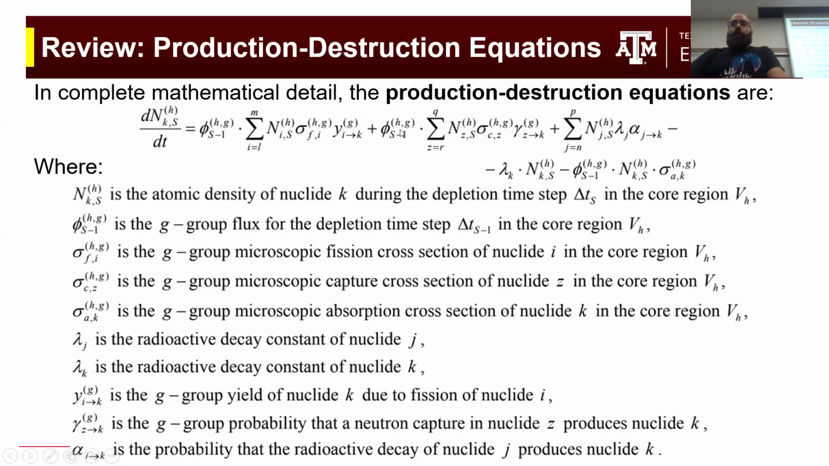Notice that the second term also has a flux times a number density, but then times a capture cross-section. So that's just the capture rate density. And then there's a multiplier on the capture rate density, which is the capture yield, which basically says what fraction of captures of isotope Z produce the isotope K. Because if a nuclide absorbs a neutron, it might not always produce the same isotope. It might have multiple paths that it goes through after it captures something.